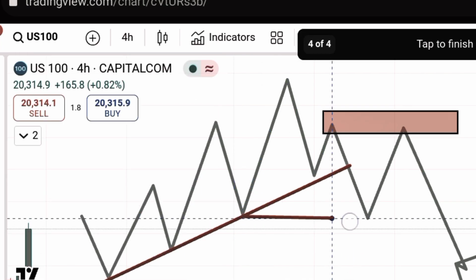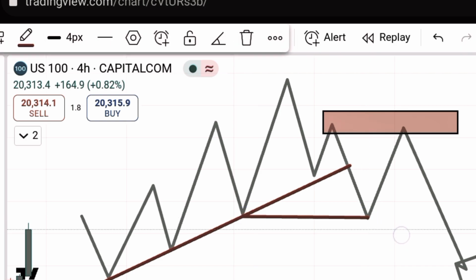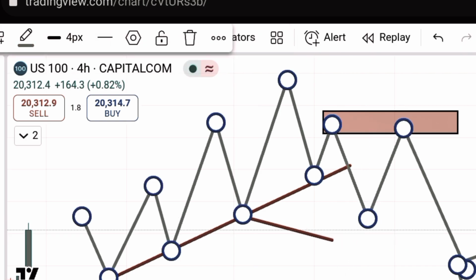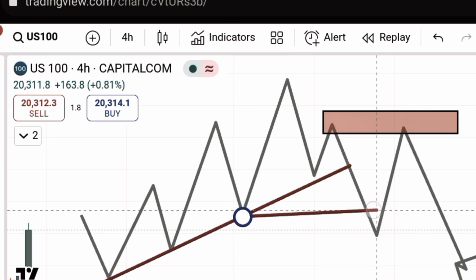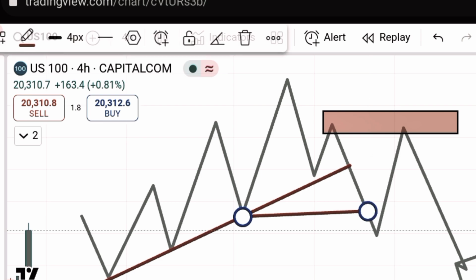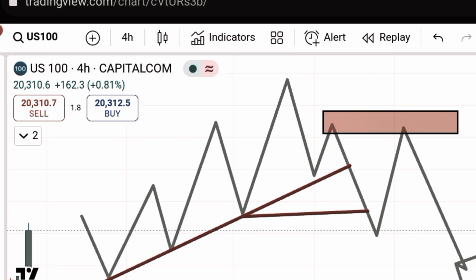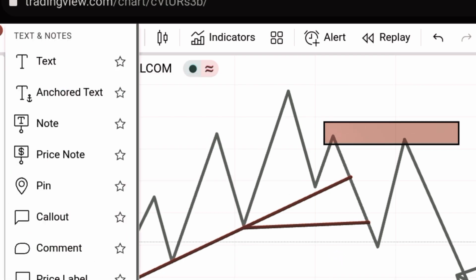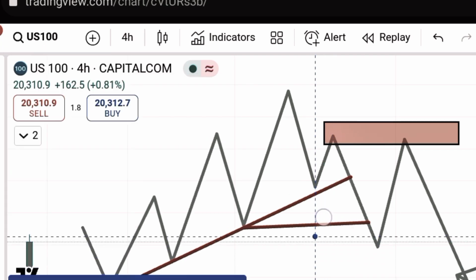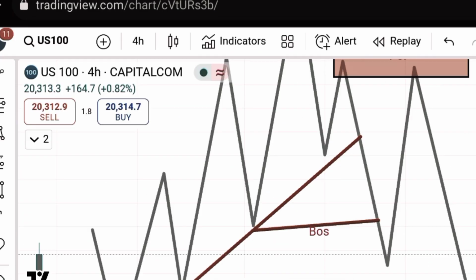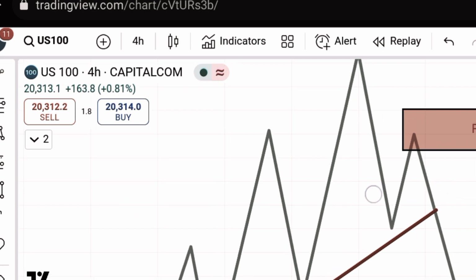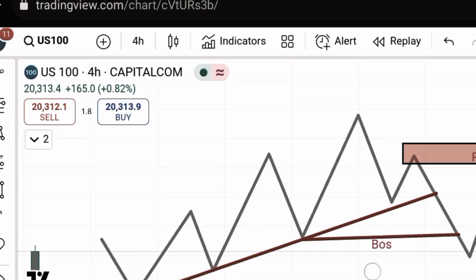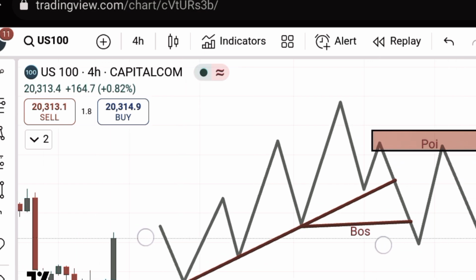I'll show you the difference between these two patterns when we are going to take a trade using the second method. So you see two differences of market structure. You see that the market broke structure to the downside right there. So let's name here our BOS. So that is it. The zone right there is our POI, while the one below is our BOS.